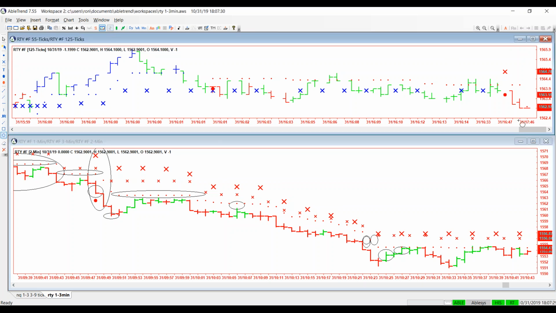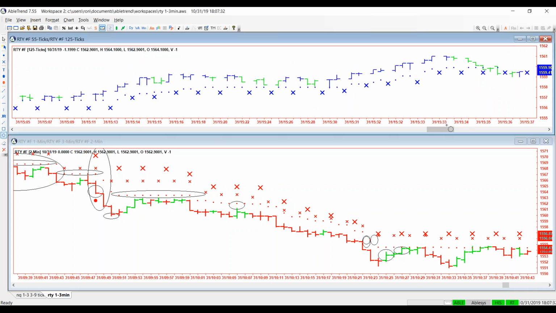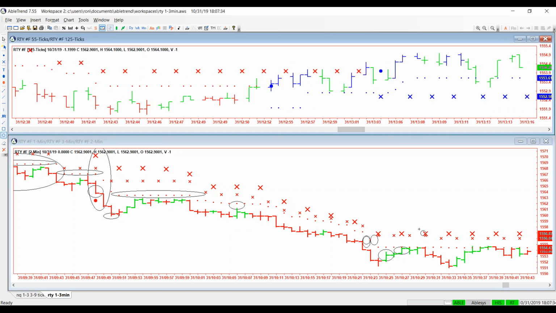Nice. Okay, well, when do I get back in? Well, when the tick chart tells us to get back in. When we have triple confirmation on the 1-minute, 2-minute, 3-minute. And by the way, this is a 1-minute chart. 1 minute, not a 2-minute. It's a 1-minute.